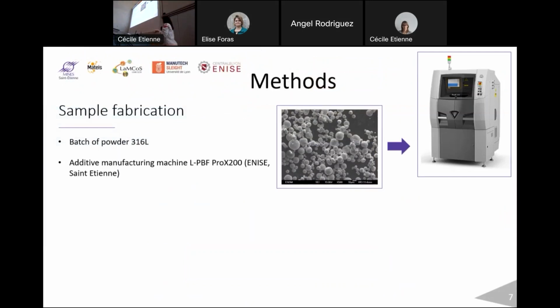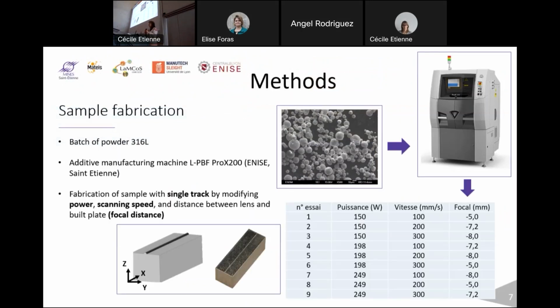As I said before, I use additive manufacturing LPBF at ENISE in Saint-Etienne. I fabricate a single track like this, just one pass of the laser, and I change the laser power, the scanning speed, and also the distance between the build plate and the lens, which is the focal distance. I have 3 values for each parameter. We have to note that -7 is the focal point of the laser in the conditions that I use.